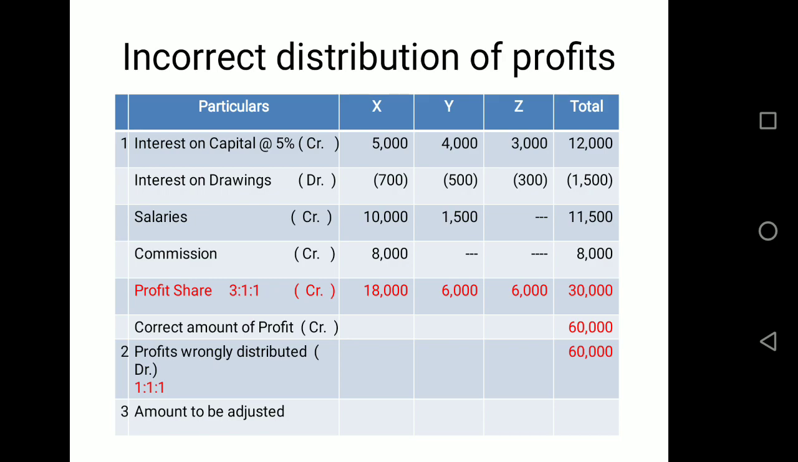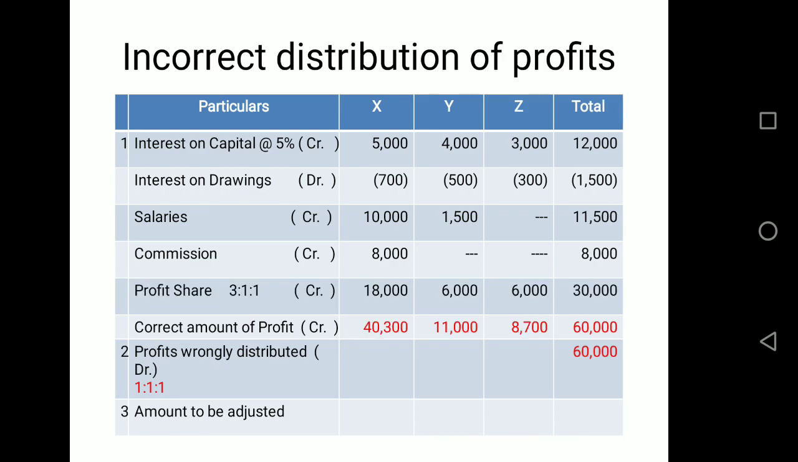Okay, after that we have to do the total along with this profit share. X has to be given salary, interest on capital and commission, and the profit share will be 18,000. So his total will be 40,300. For Y it is going to be 11,000, and for Z it is going to be 6 plus 3, 9, minus 300, 8,700. So this way your 60,000 amount will be distributed, and the total of the 60,000 should be equal from both sides, horizontally as well as vertically.